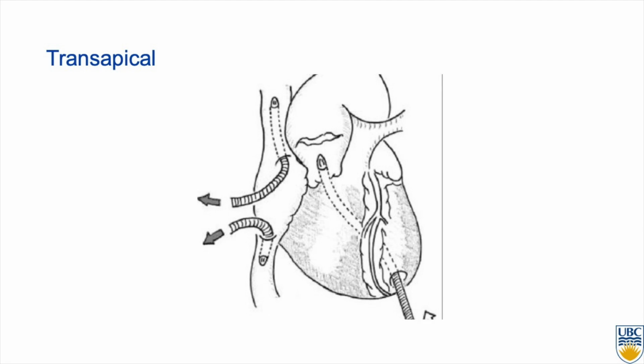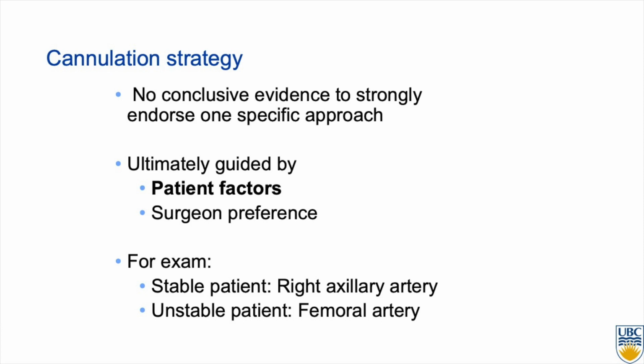Notice that the holes of the aortic cannula should be above, ideally above the aortic valve. In conclusion, as far as arterial cannulation goes for acute aortic dissections, the approach should be ultimately guided by patient factors and surgeon preference. For the purpose of the exam, I would suggest that in stable patients, you use the right axillary artery, and in unstable patients, you use the femoral artery.